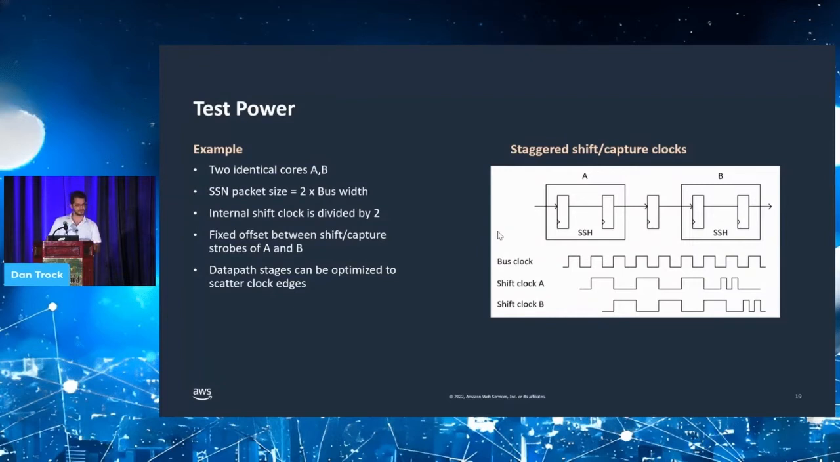Now, both cores are identical. They receive the identical packet. They do exactly the same job, but they do this at a different point in time, right? So how different?